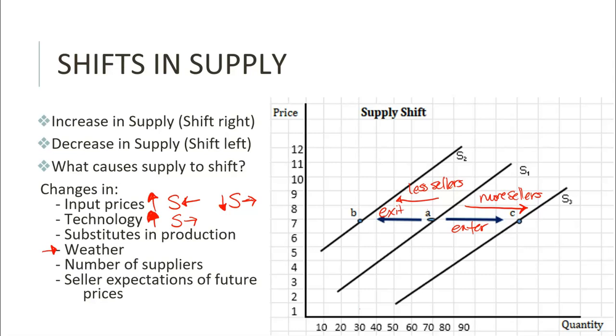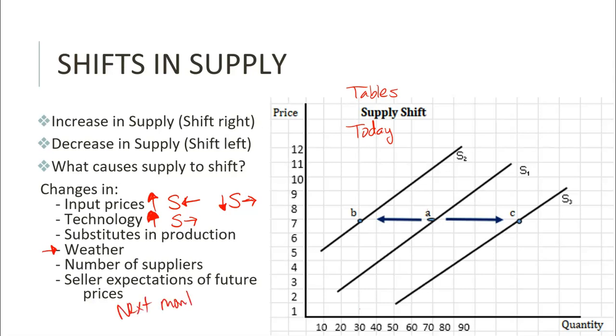And then seller expectations of future prices also matter. So let's say this is still my market for tables. This is going to represent what's happening in my market for tables today. So I think next month, people are going to want to buy a bunch of new tables. Maybe November. It's going to be Thanksgiving soon. And people are going to have families over. They're going to realize they need a bigger table. And they're going to need it right away. It's going to be last minute. So I think prices are going to go up in the future. I think prices of tables are going to go up next month.